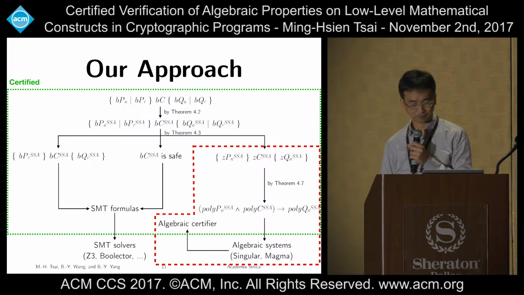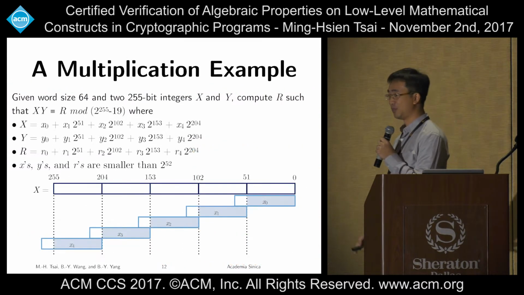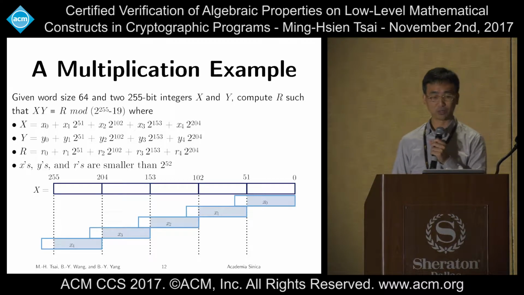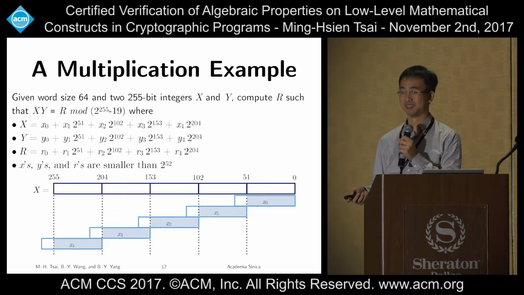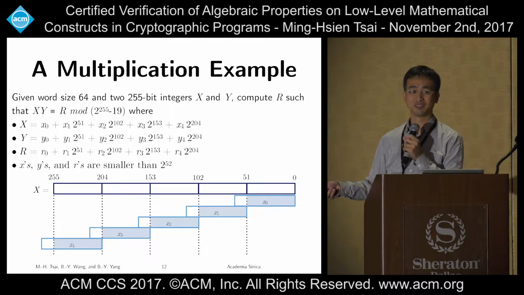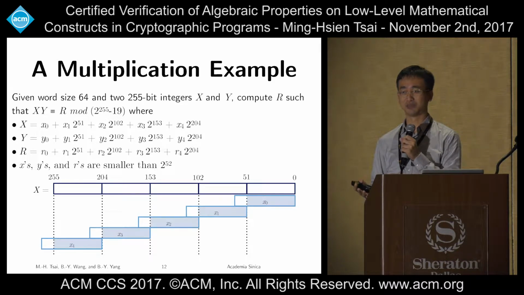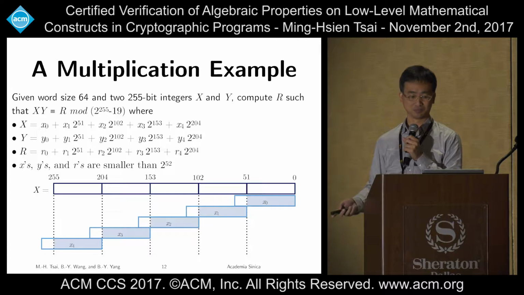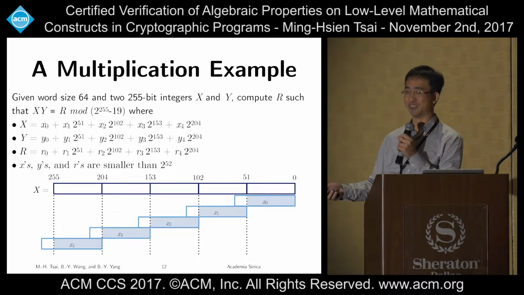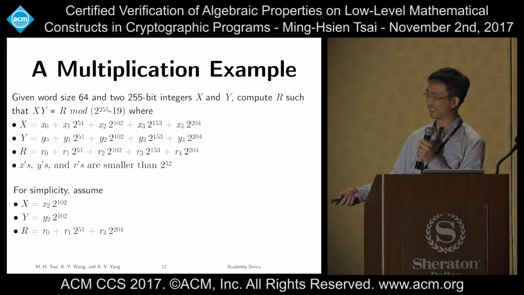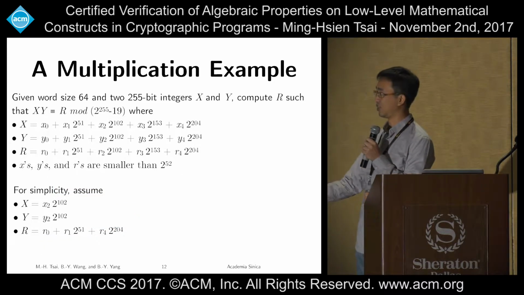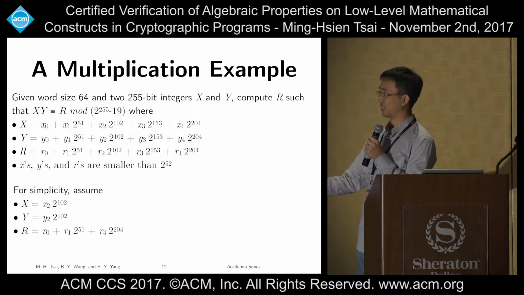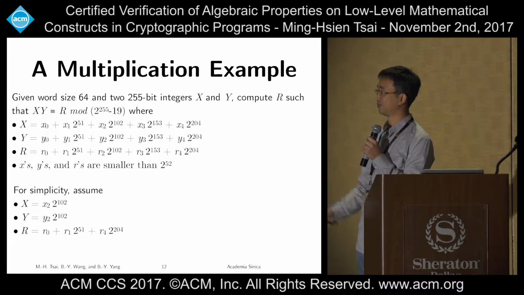So now let me show you some details of our approach with a simple example. This is a multiplication, originally 100 lines of assembly code. I assume that most of the variables are zero to make the implementation easier. So it's just 4 lines of instructions with some specification.